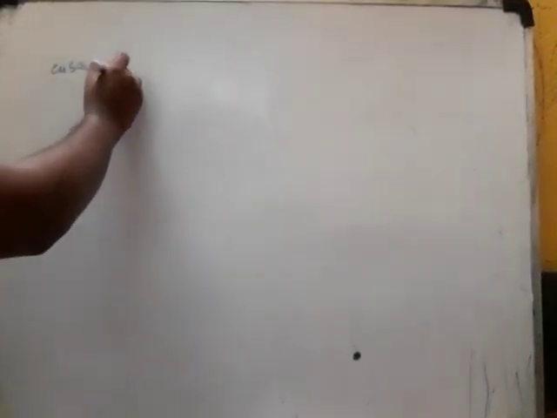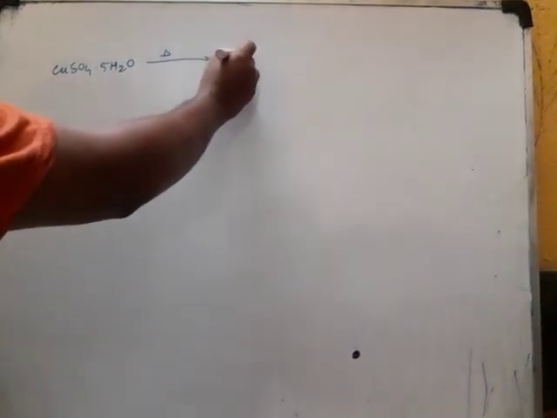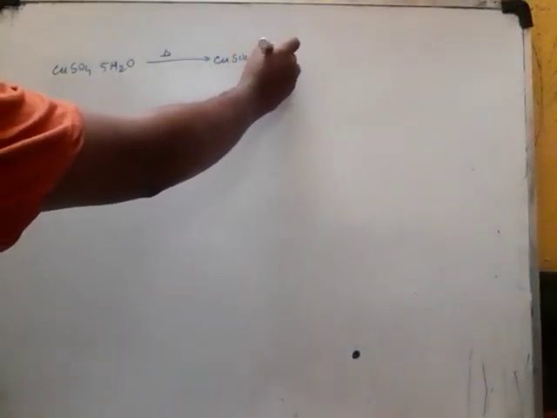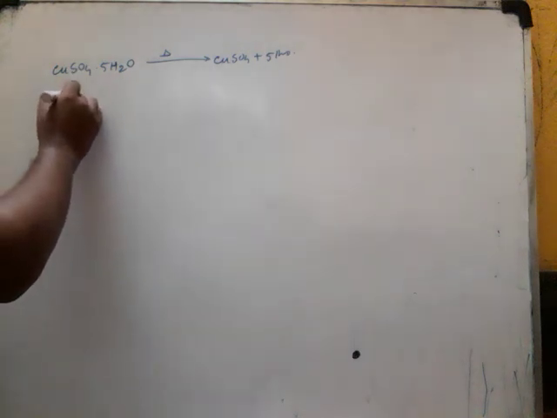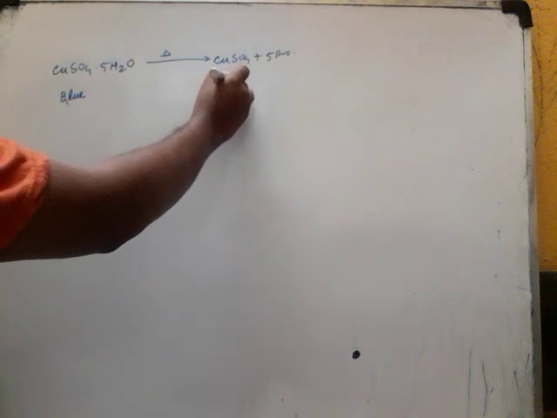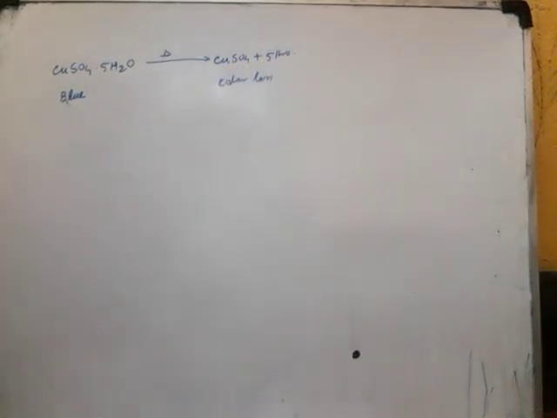CuSO4·5H2O, copper sulfate, hydrated copper sulfate, all of us know this, it is bluish in color. In Bengali it is called tute, it is light blue in color. But when it is strongly heated, it becomes CuSO4 plus 5H2O, losing all of this water molecule. It was blue in color and it becomes colorless. Why?